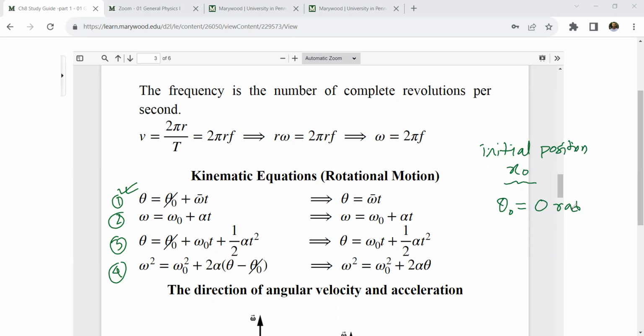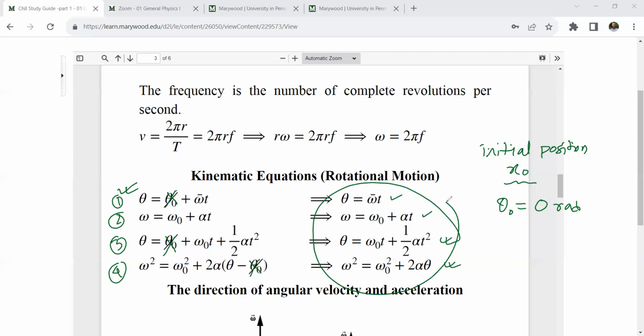Because theta 0 equals 0 radian most of the time, we are eliminating theta 0 from the equations. If you eliminate these, it becomes theta equal to just omega bar t, as we don't have theta 0 here. You eliminate this, the equation now becomes this. And here you eliminate this, your equation becomes this. So these are the four equations, and we call them the kinematic equations for rotational motion.